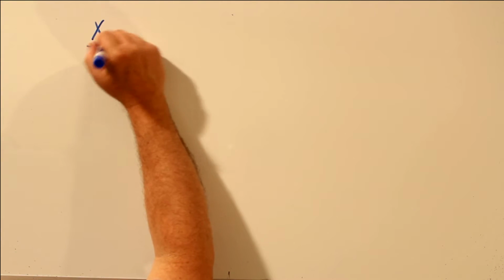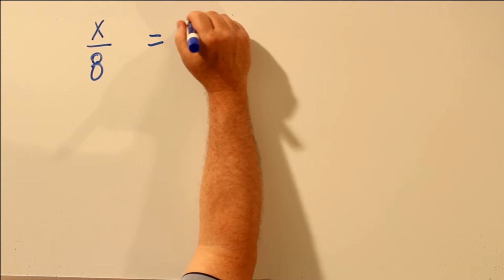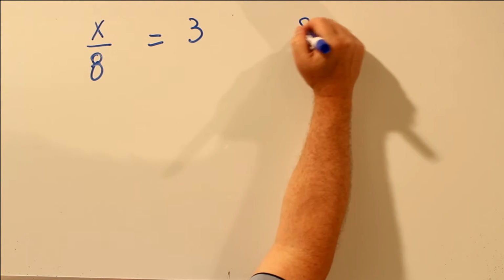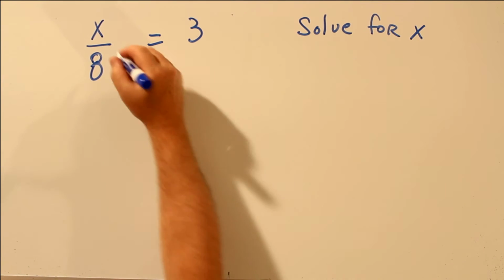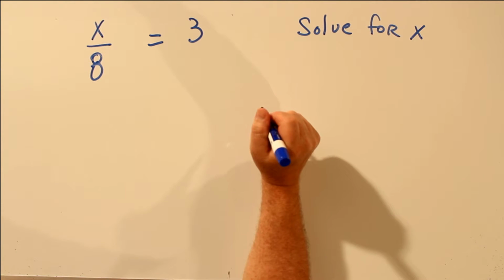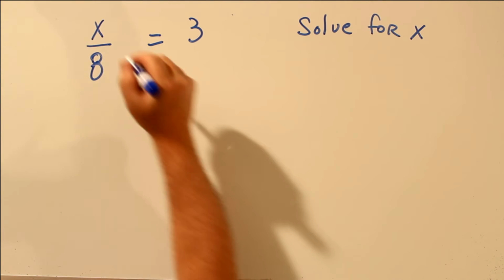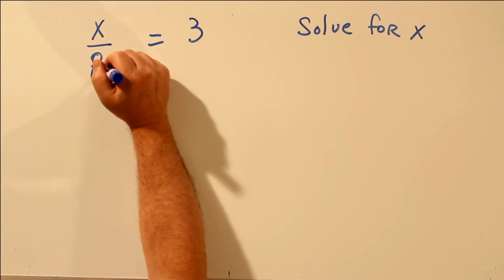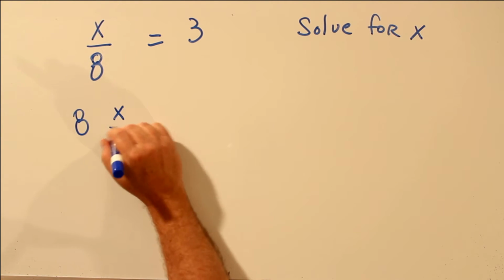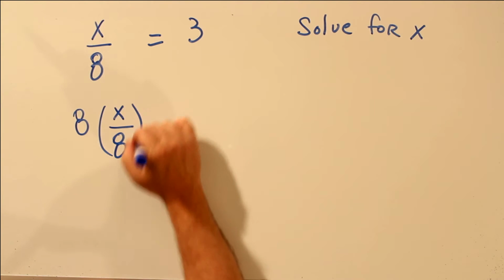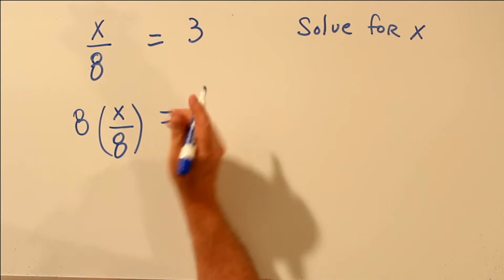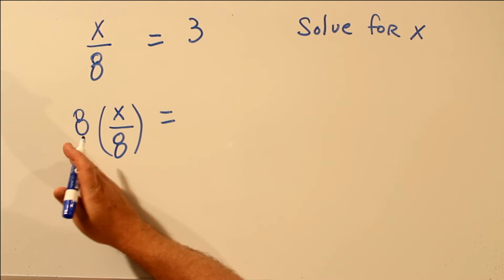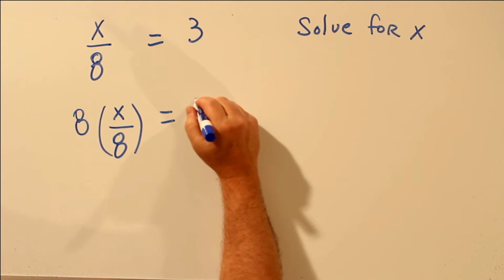Let's look at x divided by 8 equals 3 and solve for x. Here we have division, and division is undone by multiplication. So to get x by itself on this side of the equation, since we're dividing x by 8, we're going to have to multiply x over 8 times 8. And to keep the equation true, if we multiply this side of the equation by 8, we have to multiply this side of the equation by 8.